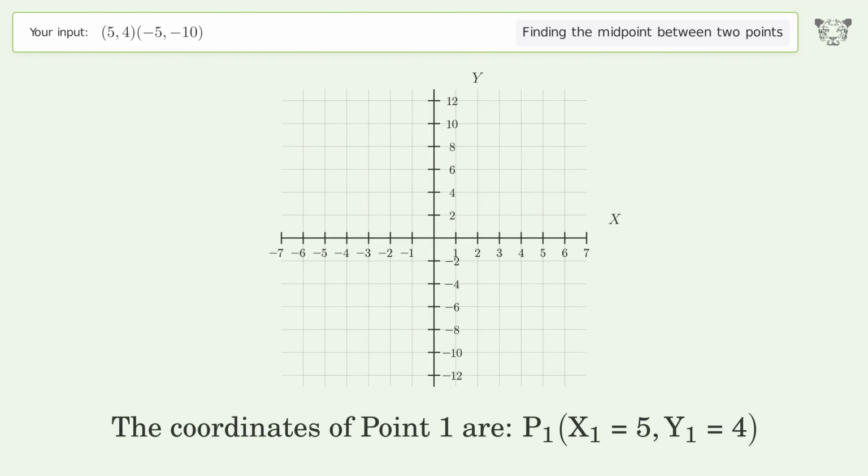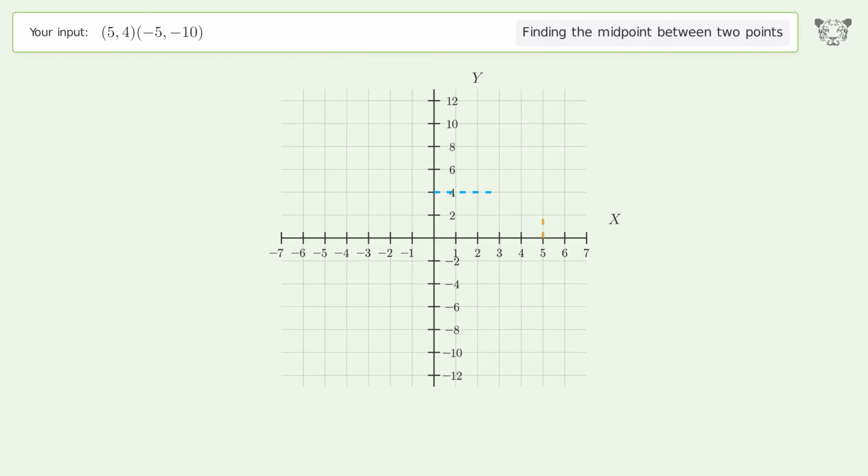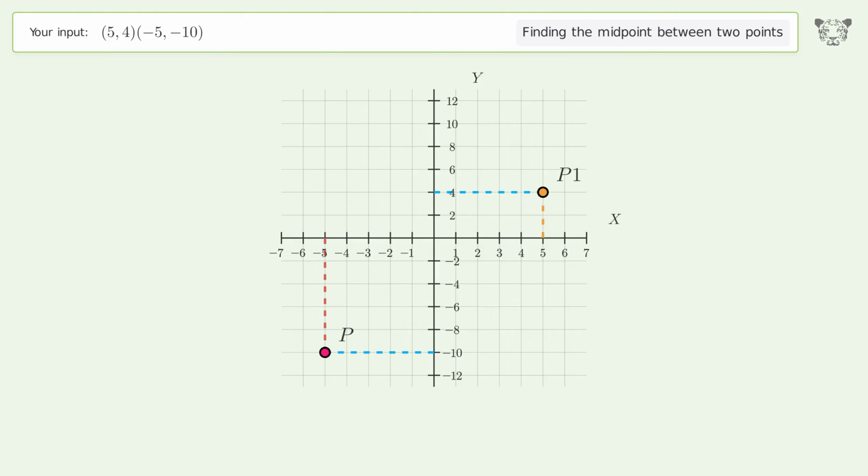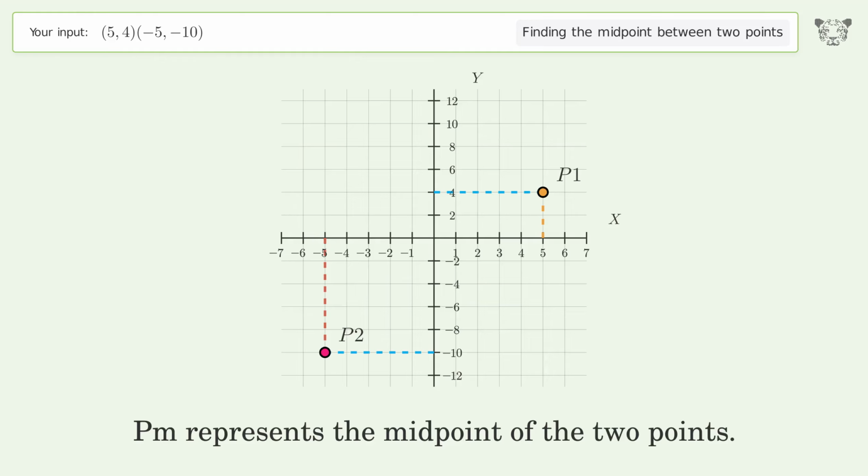The coordinates of point 1 are x1 equals 5, y1 equals 4. The coordinates of point 2 are x2 equals -5, y2 equals -10. PM represents the midpoint of the 2 points.